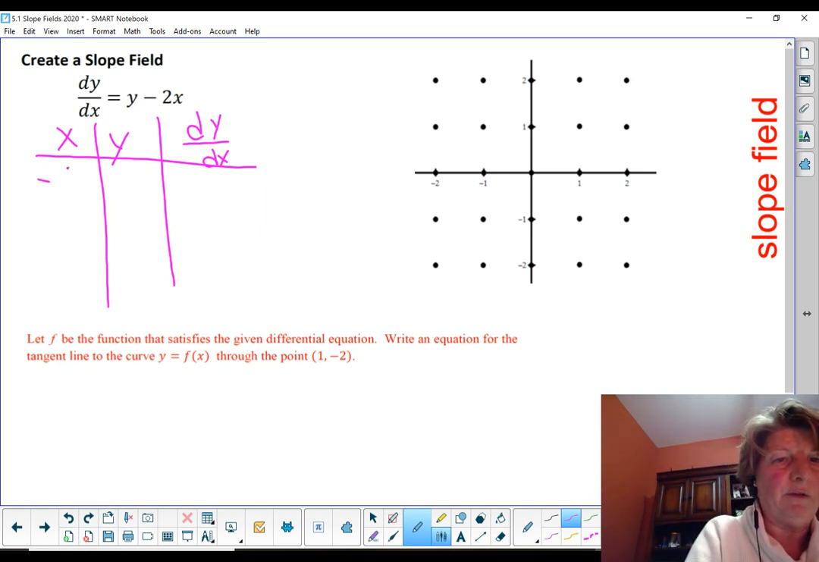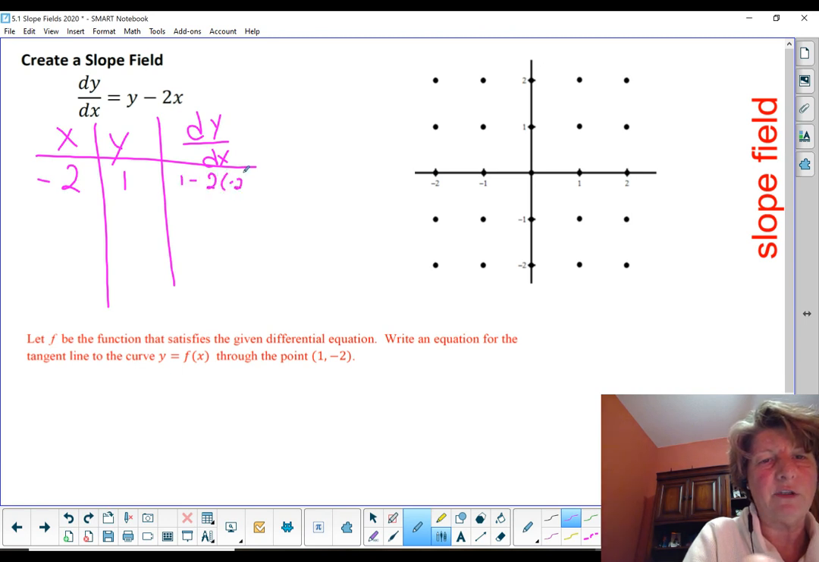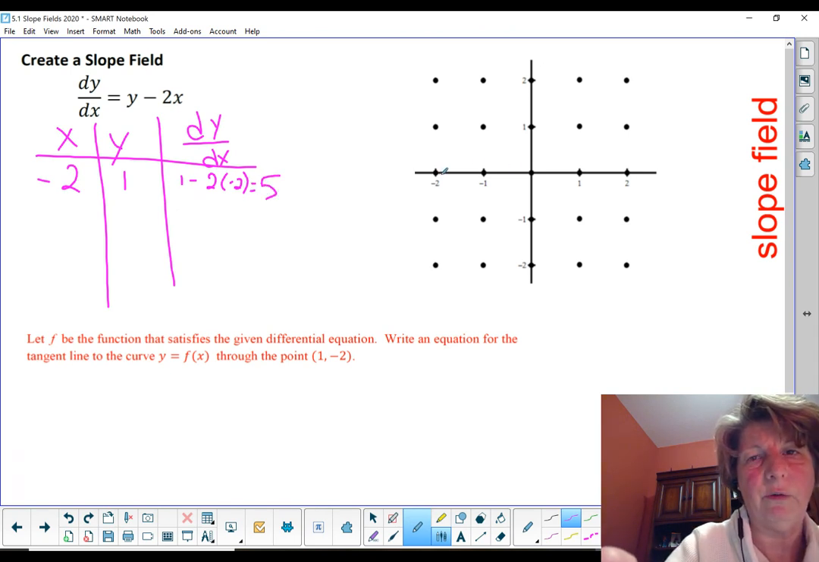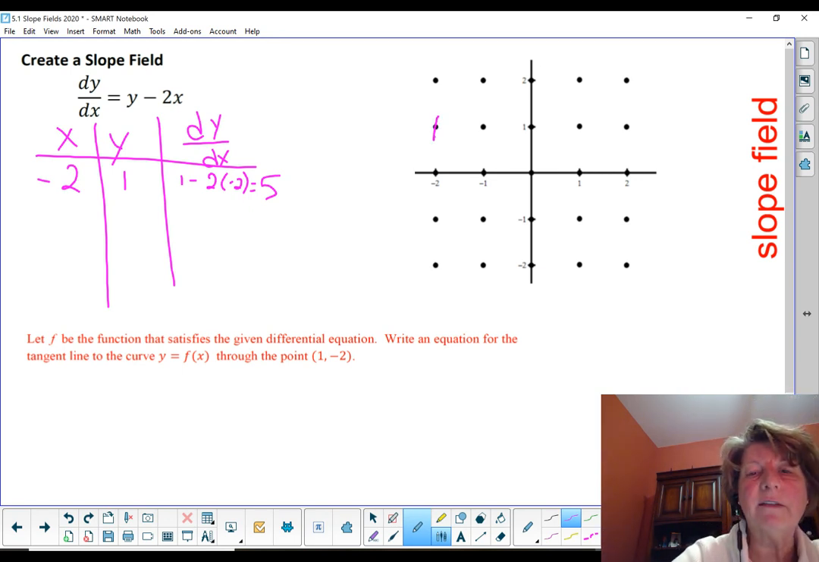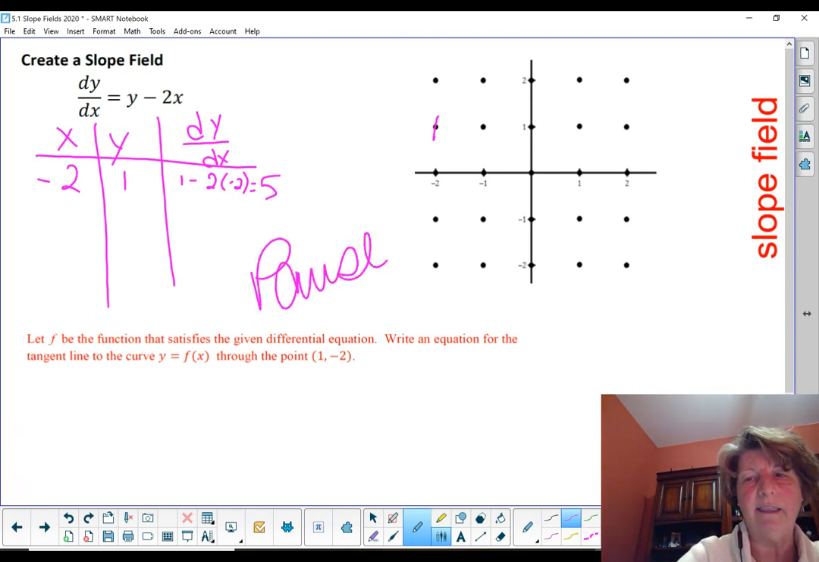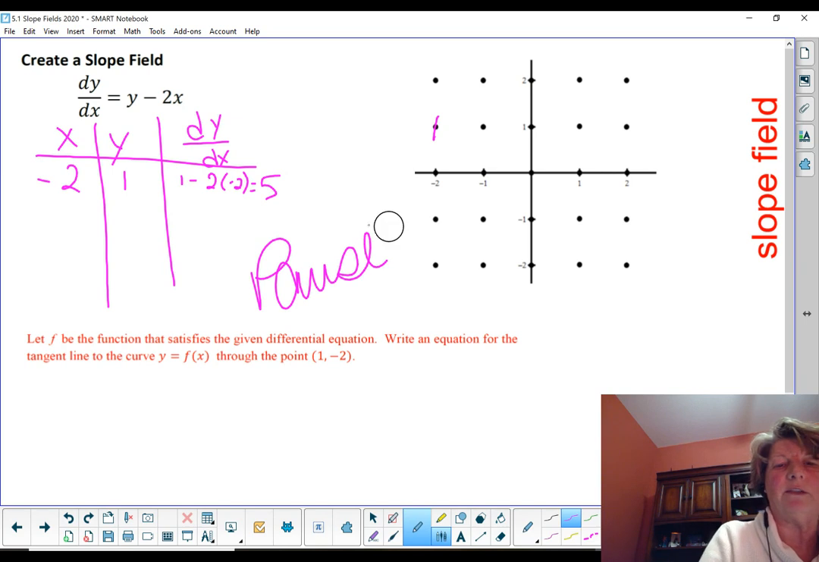I'm going to do just like -2 and a 1. So I'd have 1 minus 2 times -2, which would be +4. So this would turn out with a slope of 5. At -2, 1, I'm going to have a slope of 5. Okay, so pause the video and then come back to me and see if yours agrees with mine.